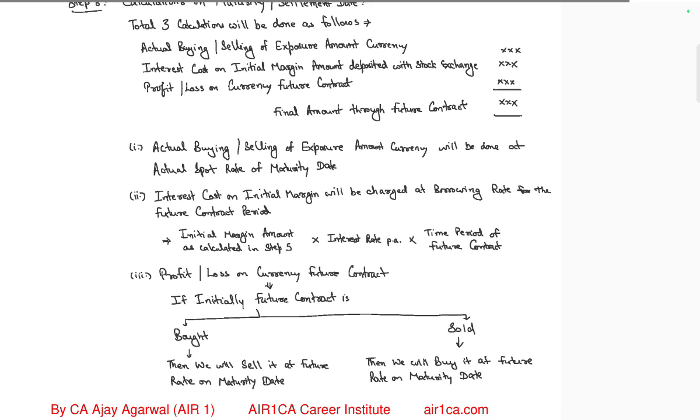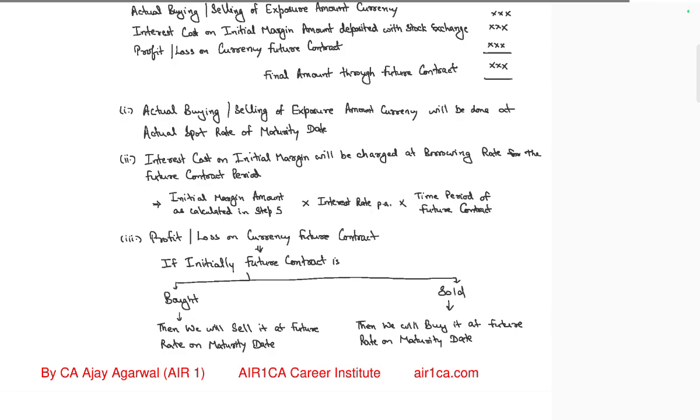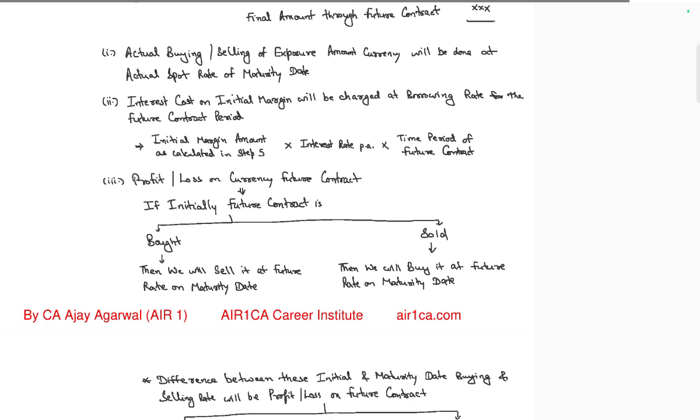After buying and selling, the contract will be settled at the actual spot rate on the maturity date. The interest cost on the initial margin will be charged at the borrowing rate of the future currency. The initial margin amount calculated in step 5 is multiplied by the interest rate per annum and the time period of the future contract.